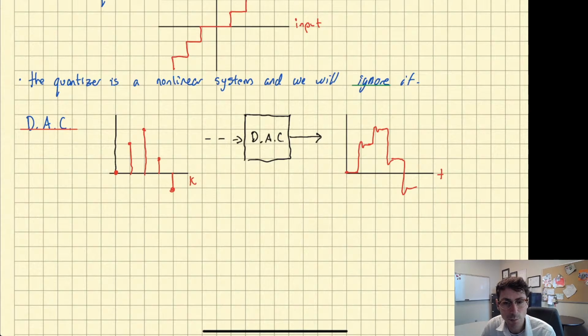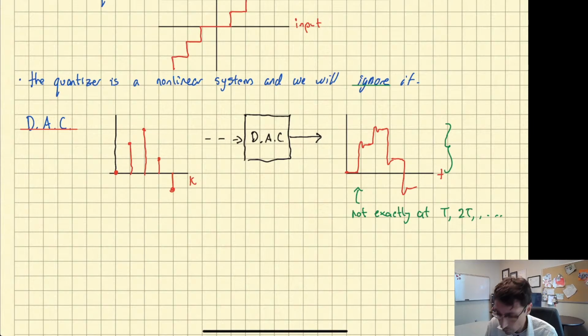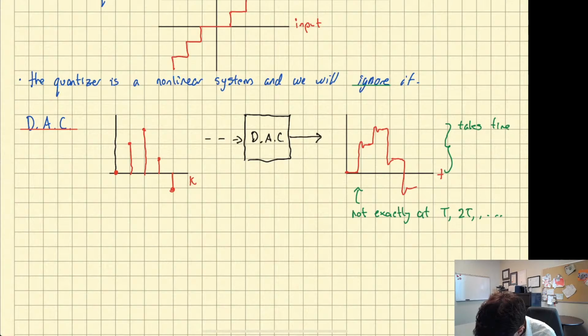Et cetera, right? So there'll be some jitter, it's an electrical circuit. Okay, and so again, this won't be exactly at t, 2t, et cetera. As I've mentioned over here, the jumps won't be instantaneous, so it takes time to "jump", in quotations.